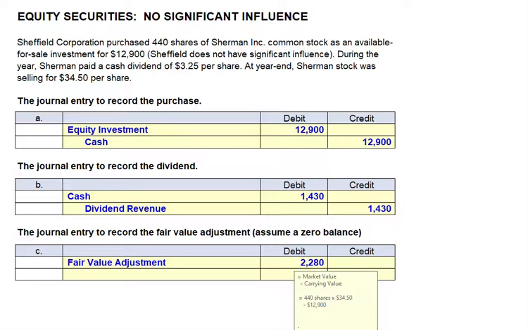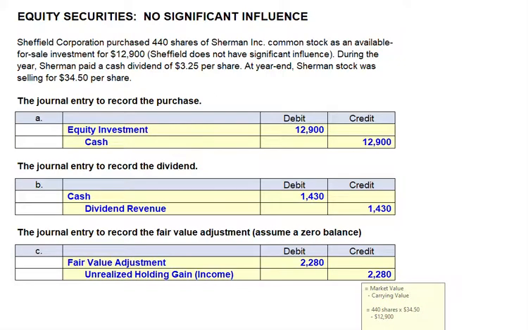And we subtract off our $12,900 cost. And we see that we're going to need to debit our fair value adjustment to increase the carrying value of our investment on our books by $2,280. And we will record an unrealized holding gain that will be reported as net income. So again, that's the fair value at year-end of $15,180 minus the investment's cost. We've got a few more questions to look at.